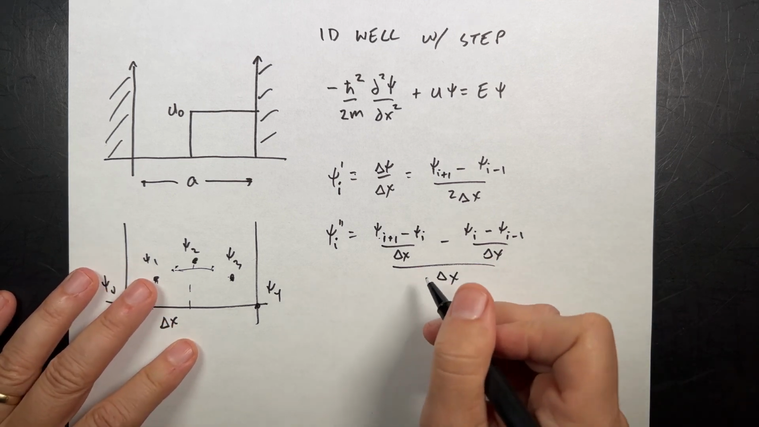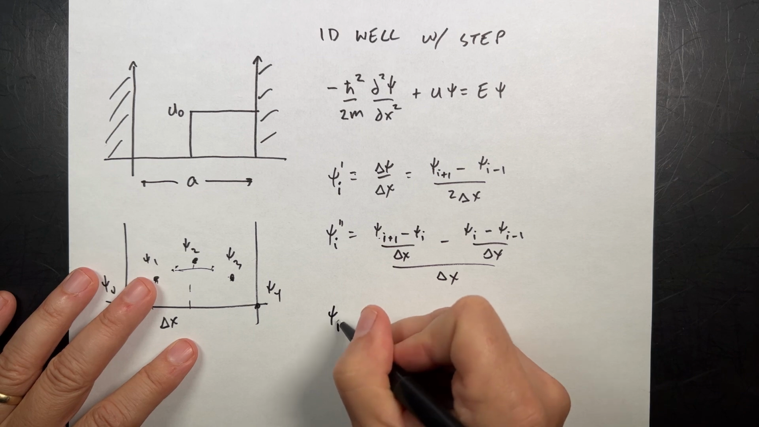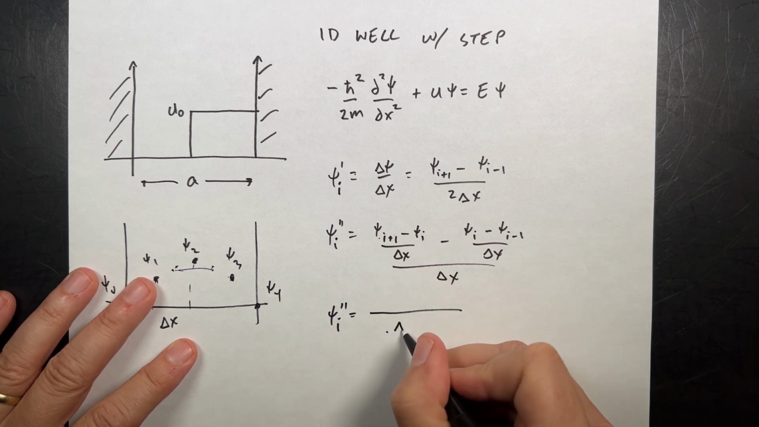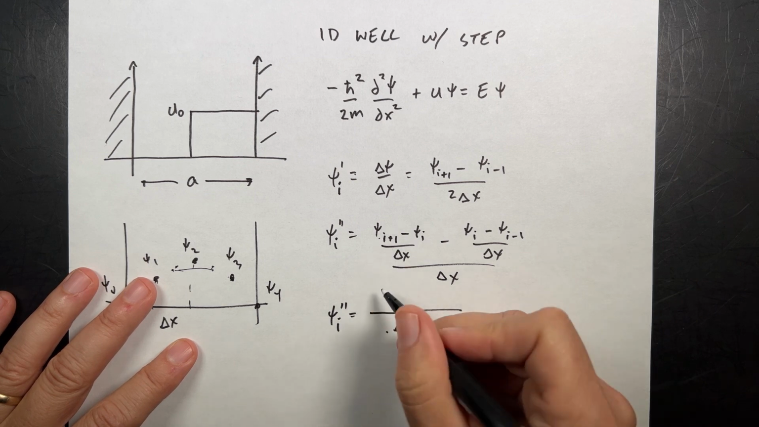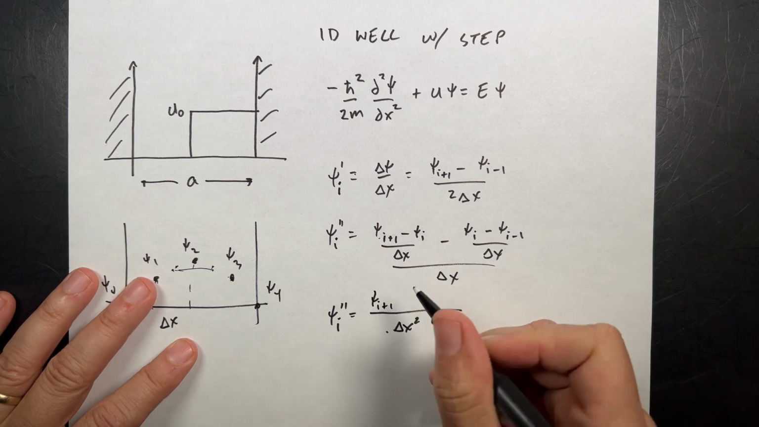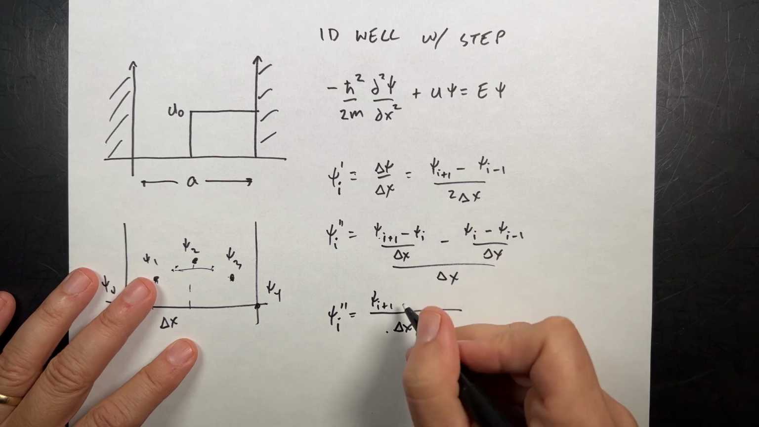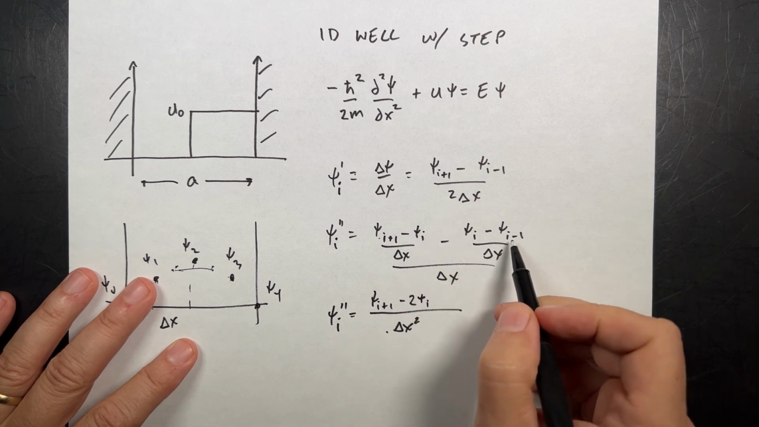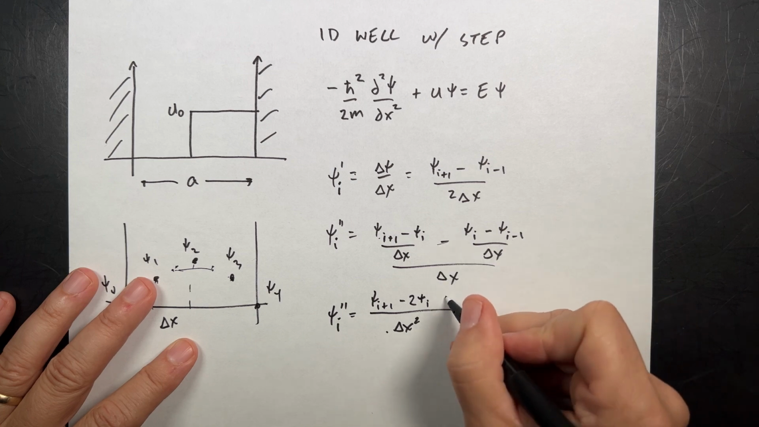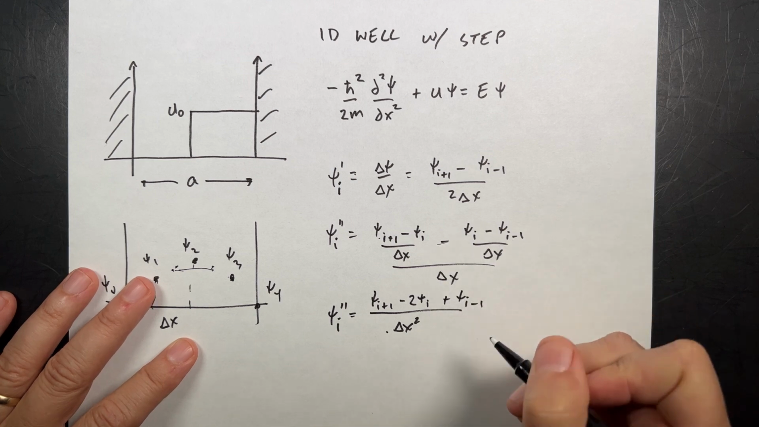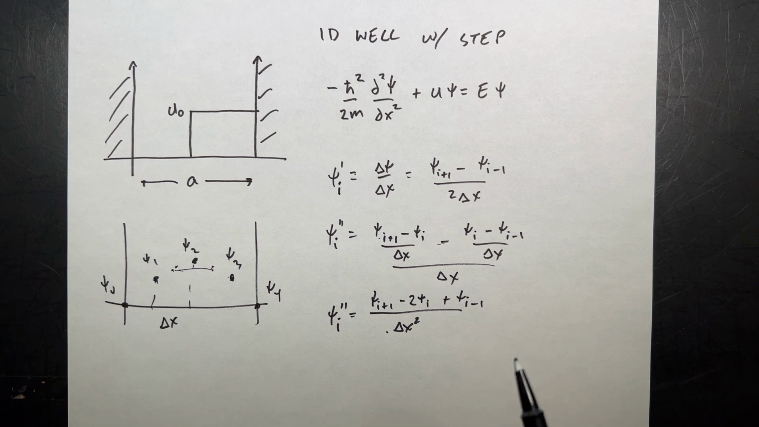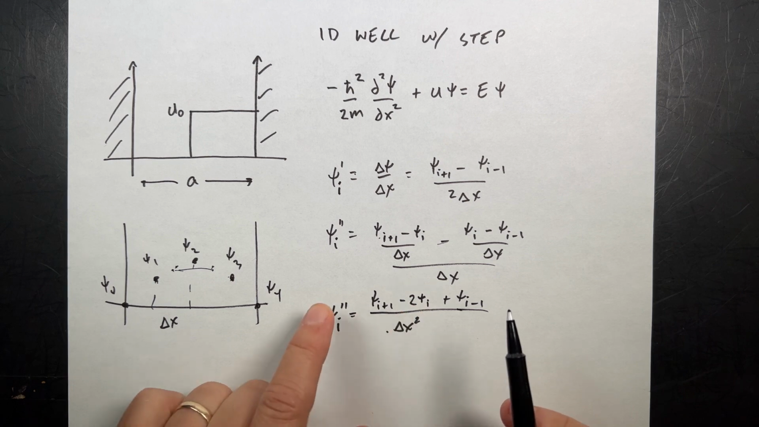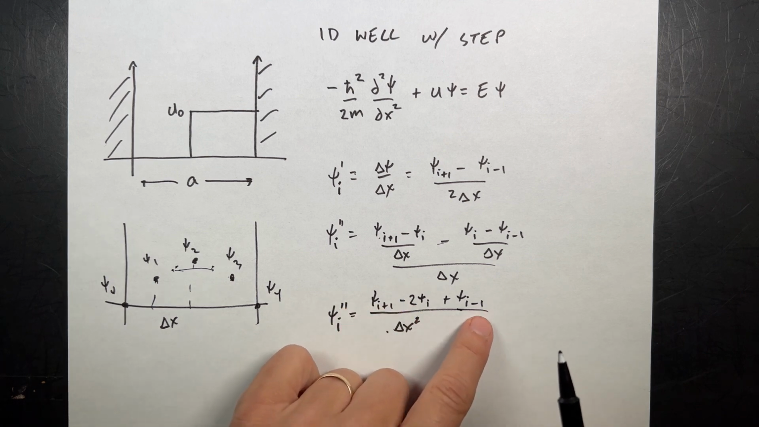And if you just do a little bit of algebra, for psi i double prime I get, over delta x squared, psi i plus 1, then minus psi i minus psi i, so minus 2 psi i, and then minus psi i minus 1, so it's plus psi i minus 1. And that's my derivative. It depends on the value before it and the value after.